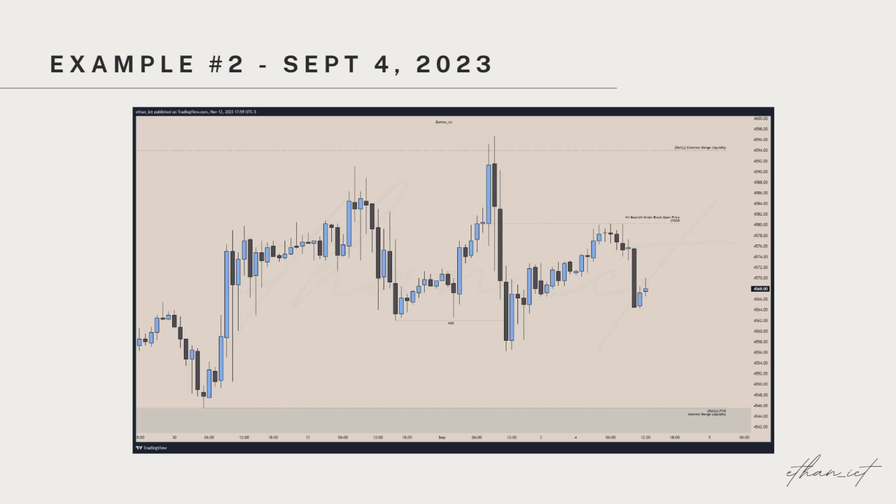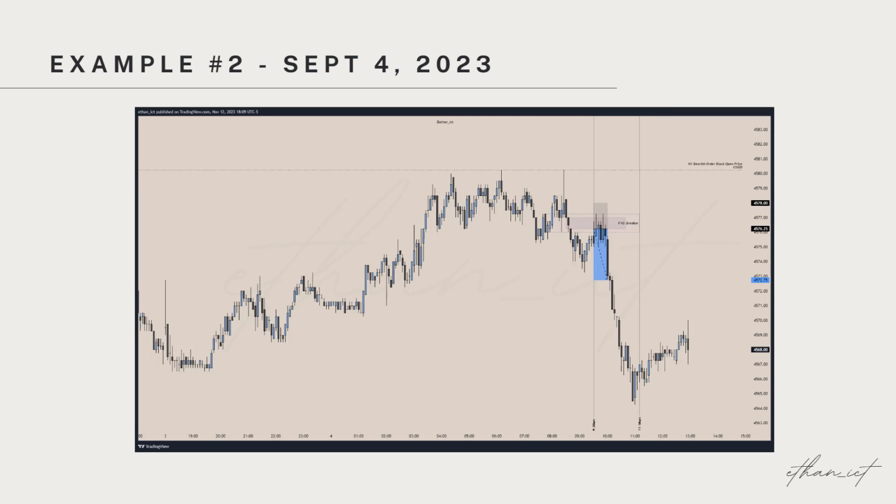When I got to my desk, I saw that at 6 a.m. and 8 a.m., which would be these two candles here, these bearish candles, price had reacted bearishly to the open price of the hourly bearish order block, indicating that there was a change in the state of delivery. This gave me a lot of conviction to look for a short. I then dropped down to the 5-minute time frame to see if I had an entry.